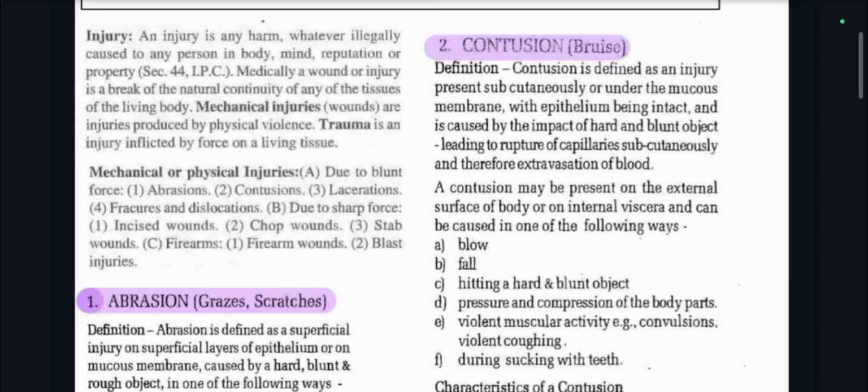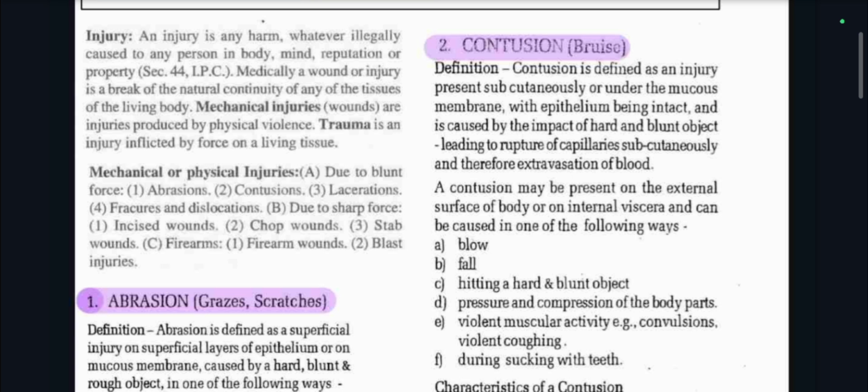Number 1, due to blunt force, number 2, due to sharp force, and number 3, firearms. So due to blunt force, we have abrasions, contusions, lacerations, and fractures and dislocations. There are 4 types under blunt force: abrasions, contusions, lacerations, and fractures and dislocation.